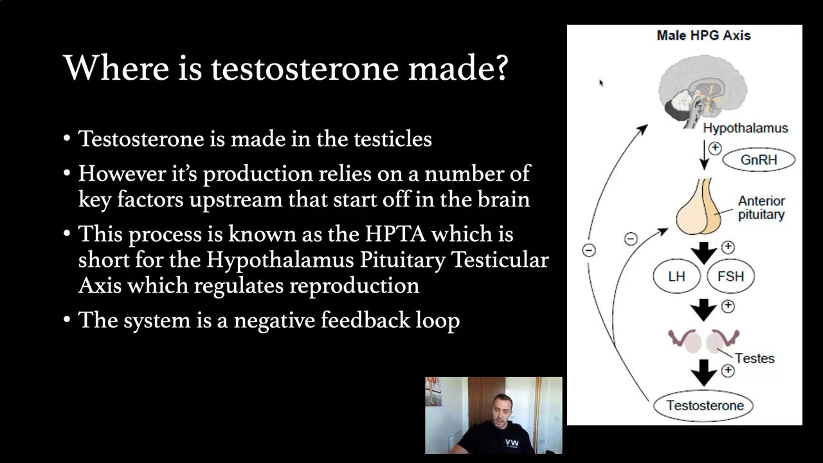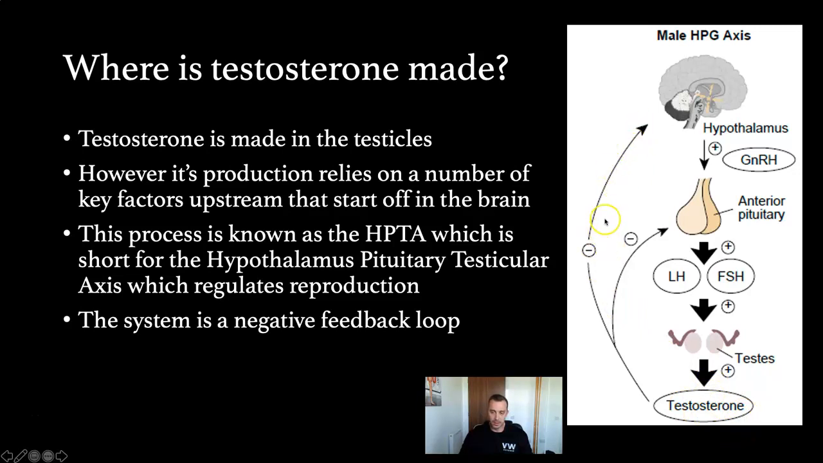There's a downward pathway that's going to be influenced from the hypothalamus to the anterior pituitary, which is going to produce two different hormones called LH and FSH, which I'll get into, which then directly stimulate the testes to produce testosterone. This whole process we call the HPTA, hypothalamus pituitary testicular axis, and it's an axis that regulates reproduction itself. It's formed from a negative feedback loop by which that testosterone itself, if we have enough in, is going to down-regulate.